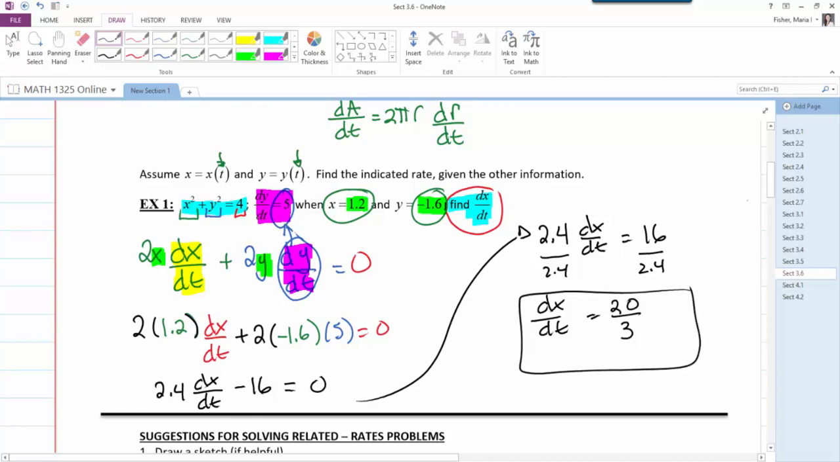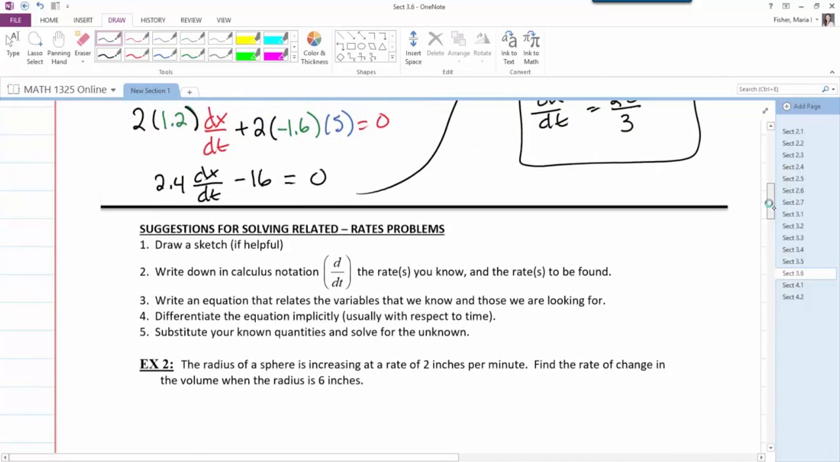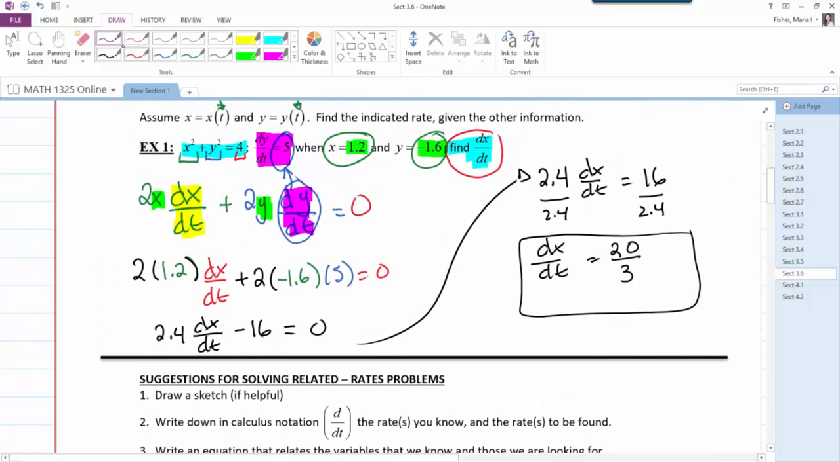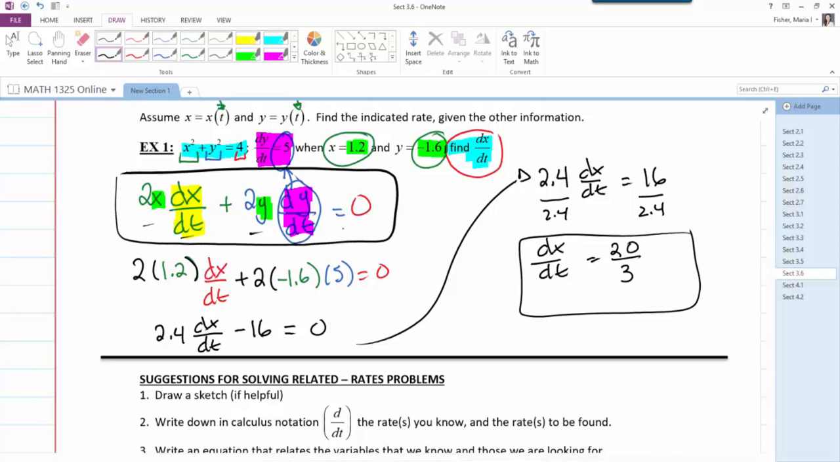So this was just a little bit of practice. What's going to be happening is that we're going to be looking at word problems. Let's look at example 2 real quick and talk about what's going on here. The radius of a sphere is increasing at a rate of 2 inches per minute. Find the rate of change in the volume when the radius is 6 inches. We're going to end up with an equation like the one we got right here, where I have enough givens to find the unknown. We're going to have an equation, take the derivative of it, and after we take the derivative, we'll be able to fill in all the information to solve for the unknown.